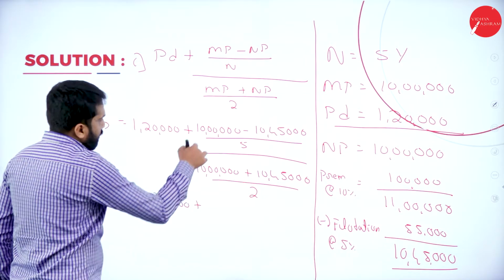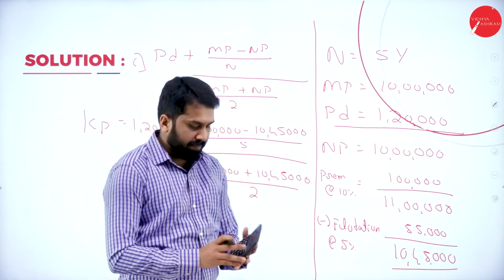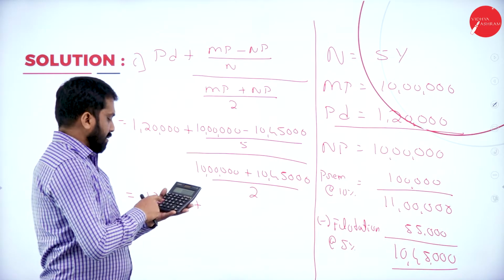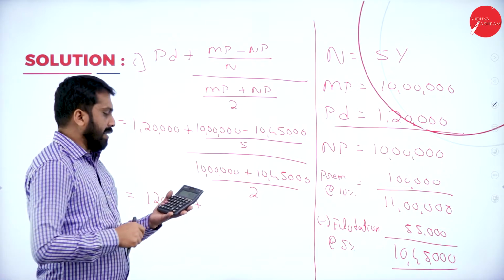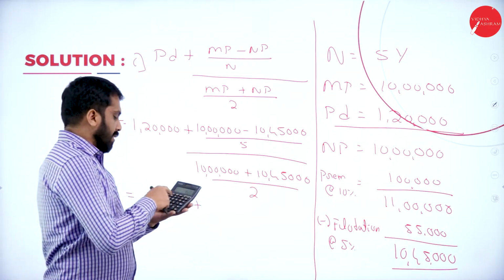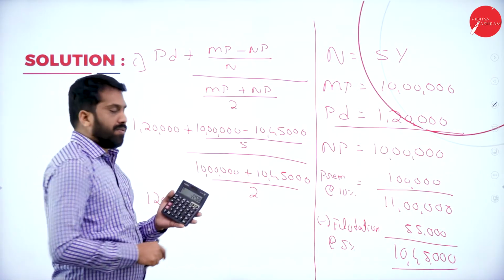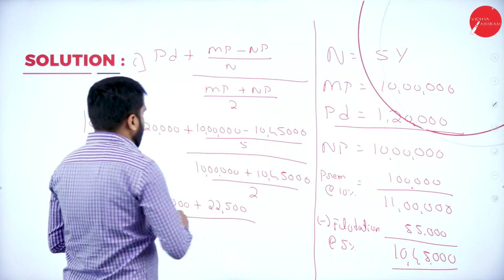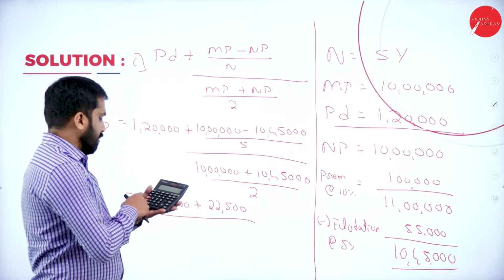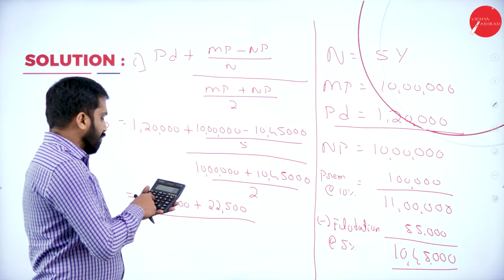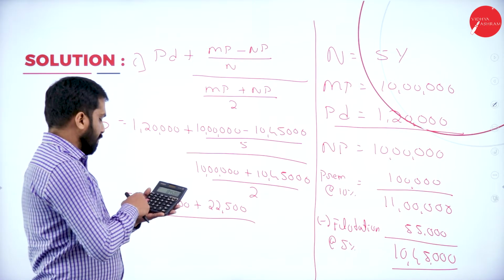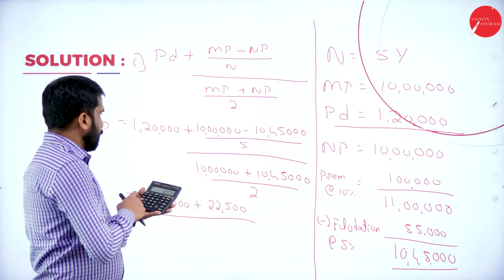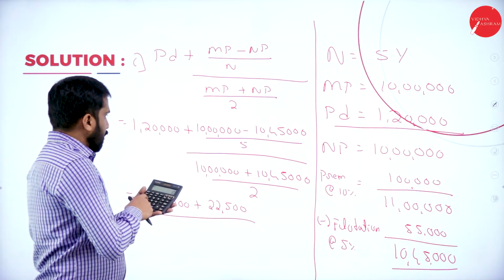We'll calculate these two now. So it is 10 lakh minus 10 lakh 45,000. I get 45,000. Divided by 2, it will be 22,500. Whole divided by how much is it? 10 lakh plus 10 lakh 45,000. So how much is it? Plus 10 45.